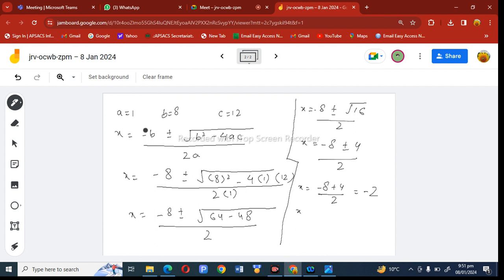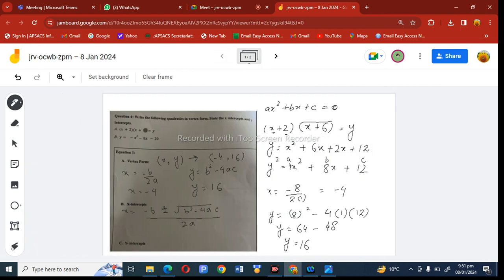Okay, now I'm going to solve it with the negative sign. Negative 8 minus 4 over 2, so I'll get negative 12. Negative 12 divided by 2 is negative 6. So you know that your x-intercepts are negative 2 and negative 6.